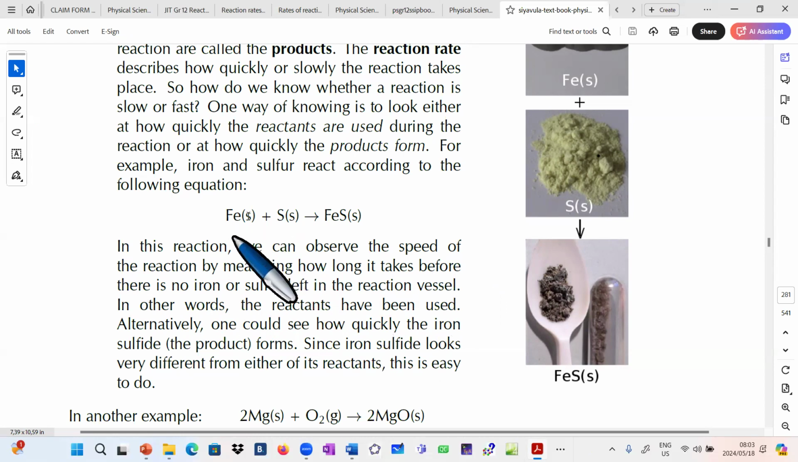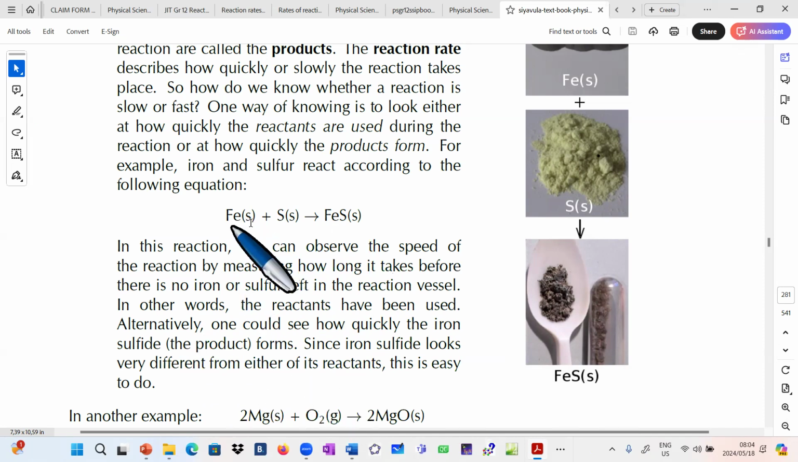We are dealing with how long it takes before all the reactants are used up, and we do not have any reactants left. We do not have any iron, nor any sulfur, but we have just iron sulfide as a solid in the reaction vessel. In other words, the reactants have been used. Alternatively, one could see how quickly the iron sulfide, which is the product, forms.